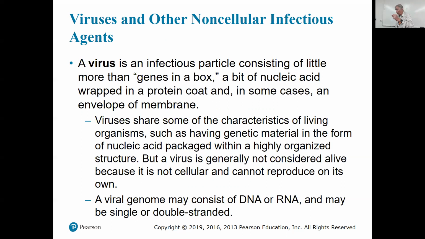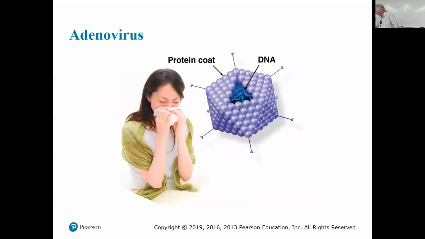The viral genome is actually more varied than that of living things, because a viral genome could be single-stranded DNA, double-stranded DNA, single-stranded RNA, or double-stranded RNA. Most, like this cold virus here, the adenovirus, or also a rhinovirus, are just DNA with a protein coat. That's it. Really simple things.